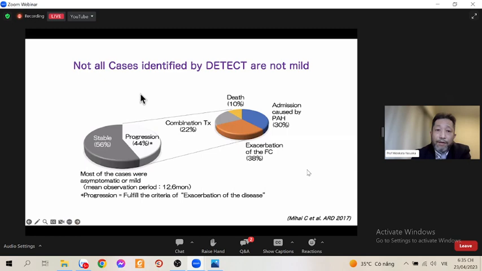Also, patients identified by the DETECT algorithm are not mild. Almost all of the cases identified by the DETECT algorithm were asymptomatic or very mild. But when we observed the patients after 1 year, around half of the patients had a progression, 40% had an exacerbation of functional class, 30% were admitted to the hospital, 20% needed combination therapy, and 10% died. So again, not all cases identified with DETECT are mild.